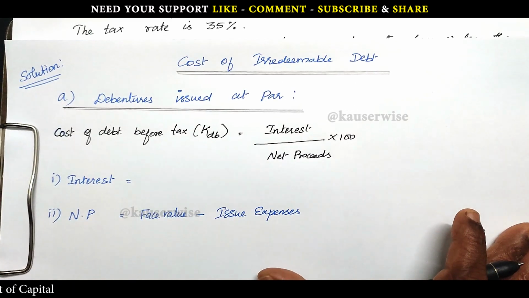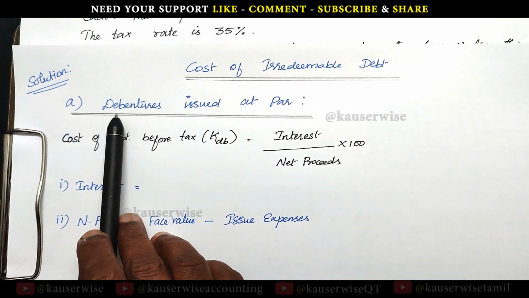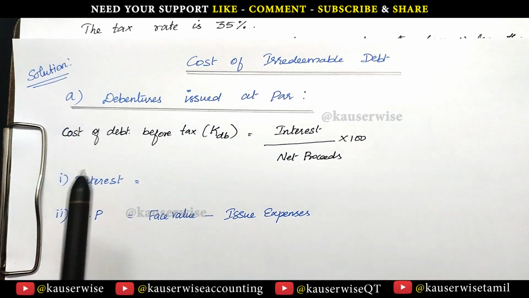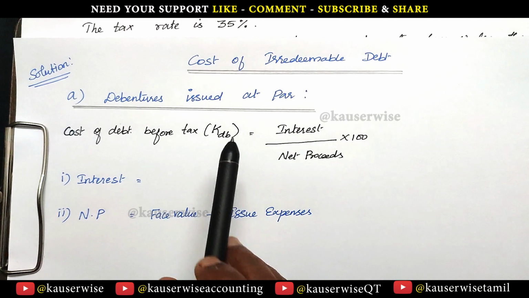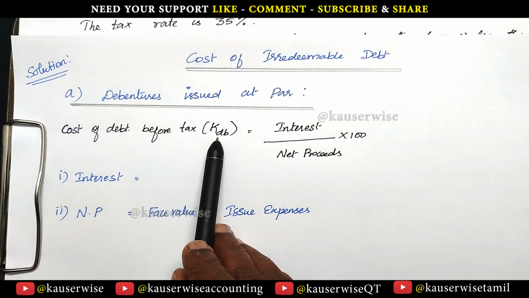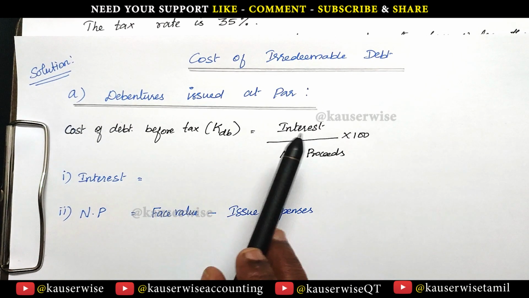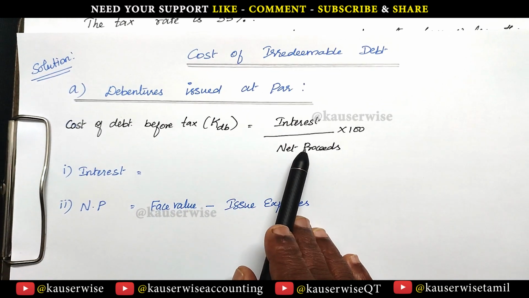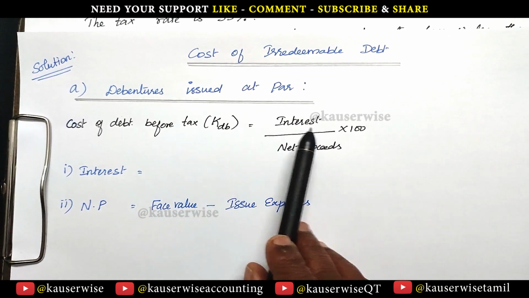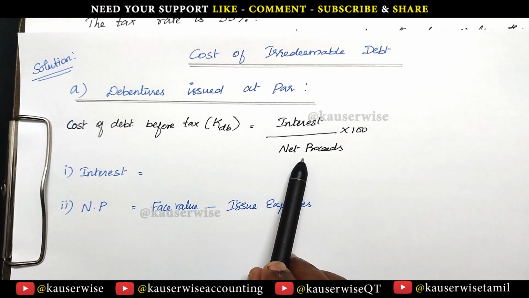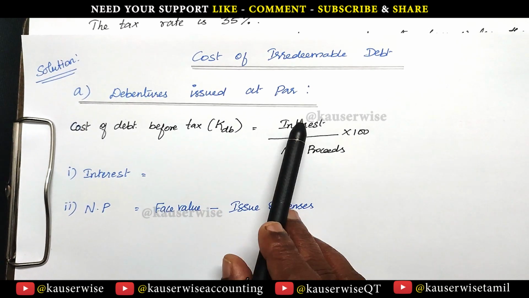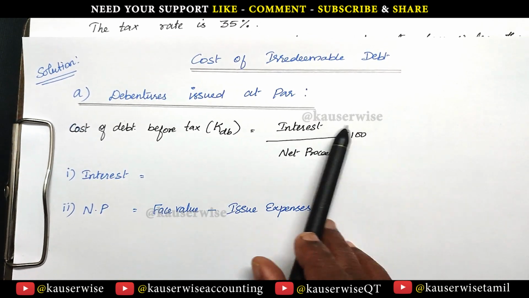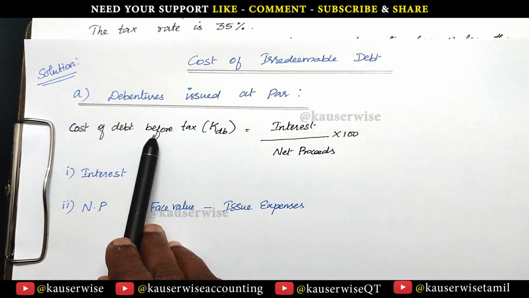See the solution. The first case is debentures issued at par. First we are going to find out the cost of debt before tax, and only after finding this can we find the cost of debt after tax. So what is the formula for cost of debt before tax? Interest divided by net proceeds into 100. We need to find two components, and then only you can apply the formula to find the cost of debt before tax.